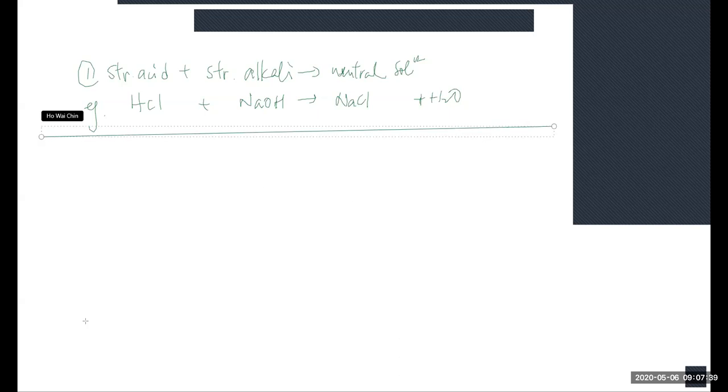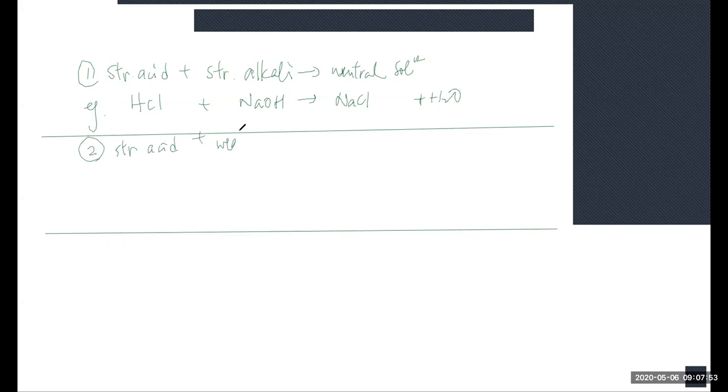The second case: a strong acid reacts with a weak alkali. It should give a slightly acidic solution. You may have some examples. HCl reacts with ammonia, and you may get ammonium chloride.